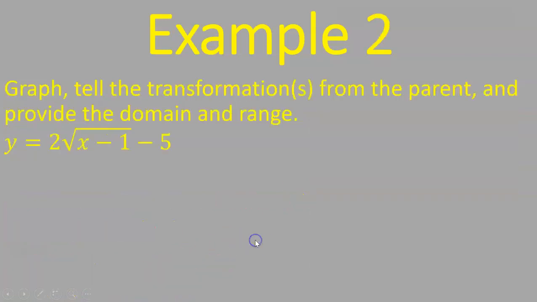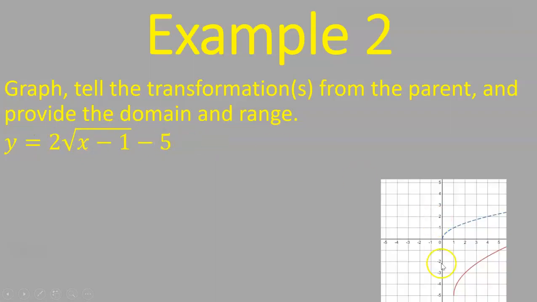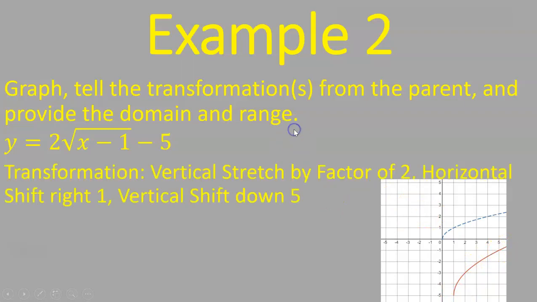Second example, same instructions. Here we've got a little bit more going on. So again, remember your transformations. Subtract on the outside, you go down. Subtract on the inside, you go right. And this 2 is a vertical stretch. So here's the picture. You went right 1, you went down 5, and it's noticeably stretched, or steeper, than the blue graph, the blue graph against the parent. Okay, there's that information. The starting point this time is 1, negative 5.